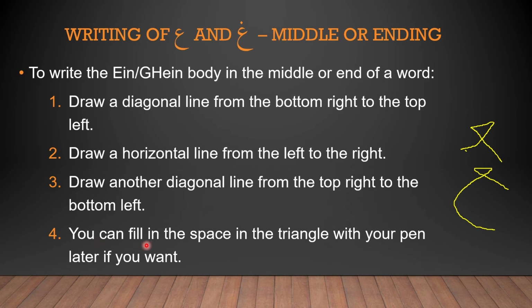Now the last point is, you can fill the space in the triangle with your pen if you want to. Talking about this triangle, the triangle which we have just made. Like I've already explained, while typing it comes closed, but while writing you can either leave it open or you can color it like this with your pen or pencil, and leave one closed, one open. This is optional. You don't have to do it, you can leave it like this. This is perfectly fine, but if you want to, then you can color inside the triangle.